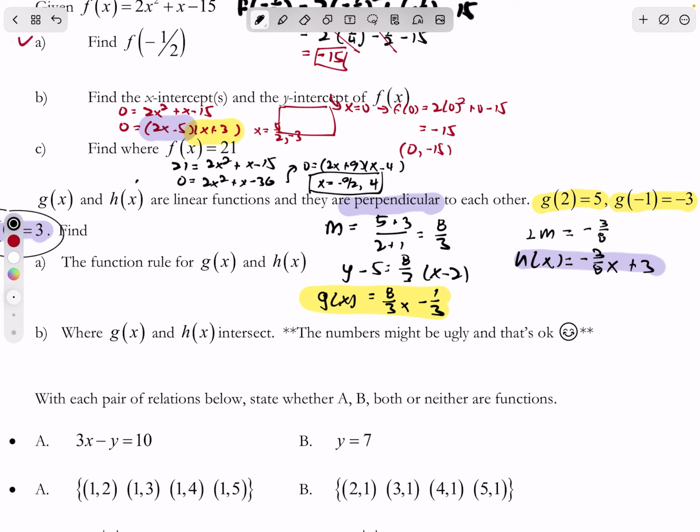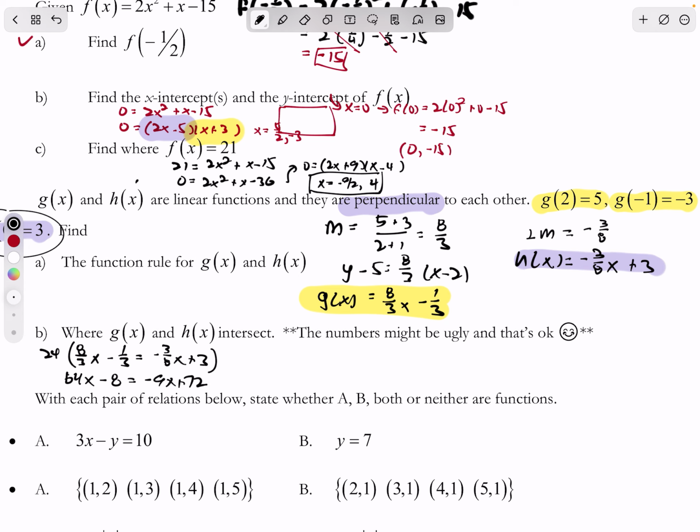So we're going to have, where do G and H intersect? I'm going to say 8/3 x minus 1/3 equals negative 3/8 x plus 3. I don't want to do fraction math, so I'm going to multiply by 24. And that's going to give us 24 over 3 is 8, 64x minus 8 equals negative 9x plus 72.